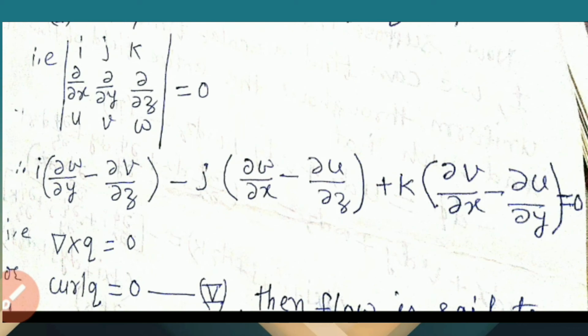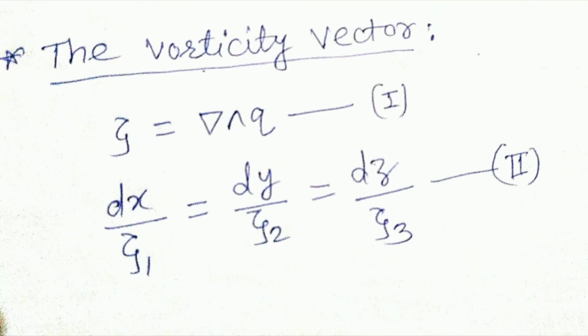So the article is finished. The velocity potential article is finished now. Now we'll see the next article, the vorticity vector.